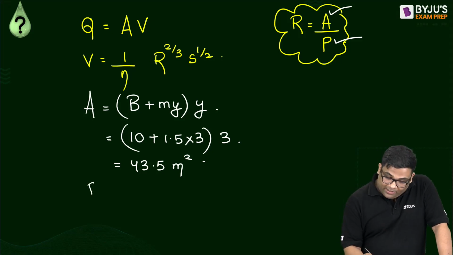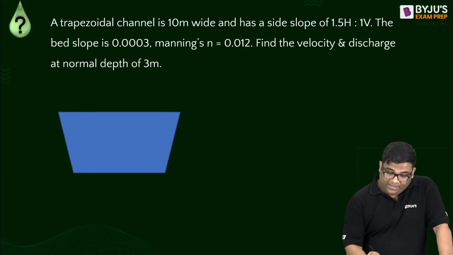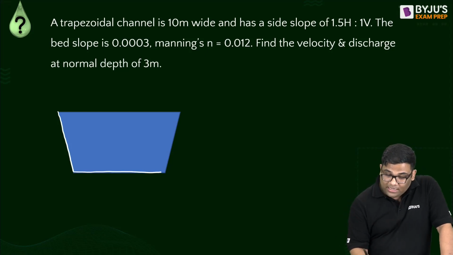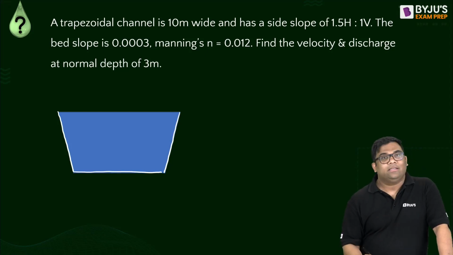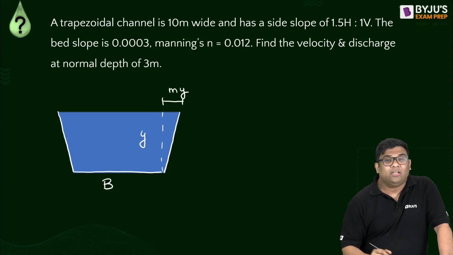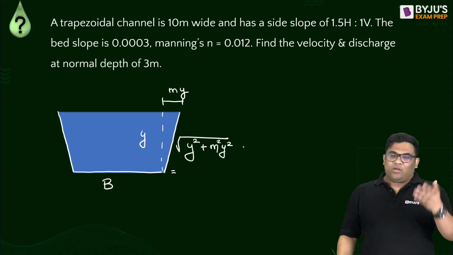Now what is the wetted perimeter? Let me go back to the diagram. So I will clear this. You can see that the wetted perimeter is this one, and then this one, and then this one. You see, this is B only, right? Now see, if this is y and this is m y, then using Pythagoras theorem, this will be square root of y square plus m square y square, right? And if I take y square common, square root of y square will be y.